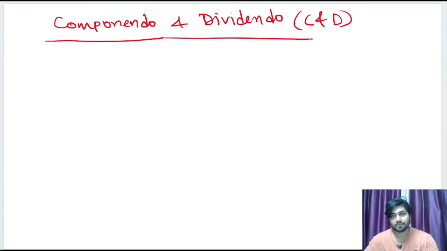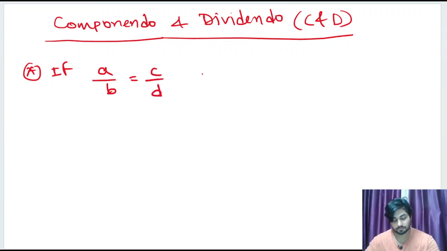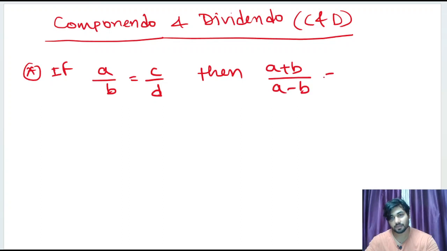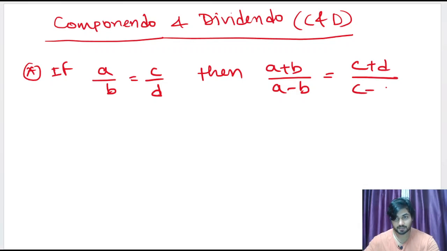What does this componendo and dividendo say? This says that if A by B is equals to C by D, then we can write A plus B upon A minus B will be equals to C plus D upon C minus D. This can be written by us. Again, the reverse way is also true.